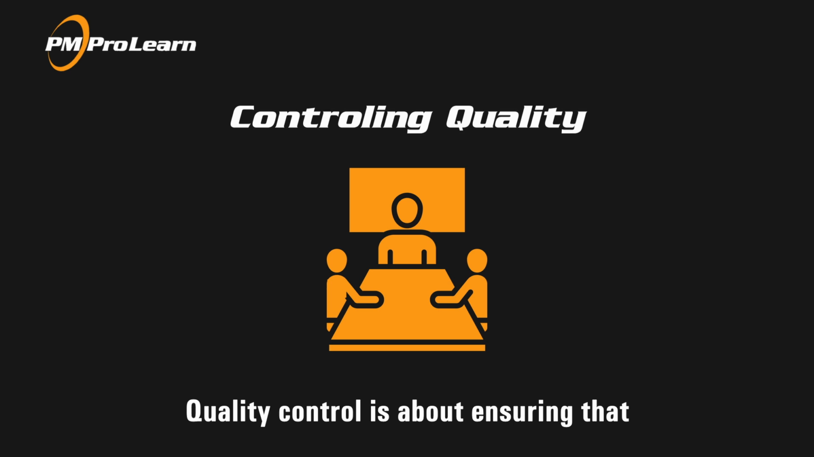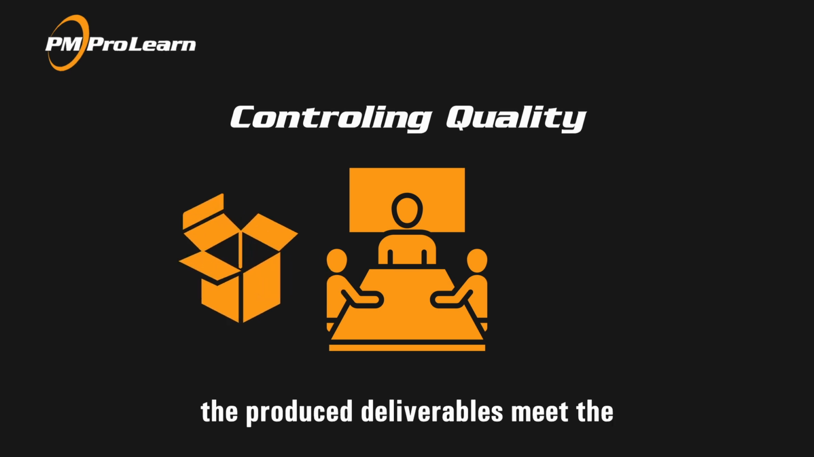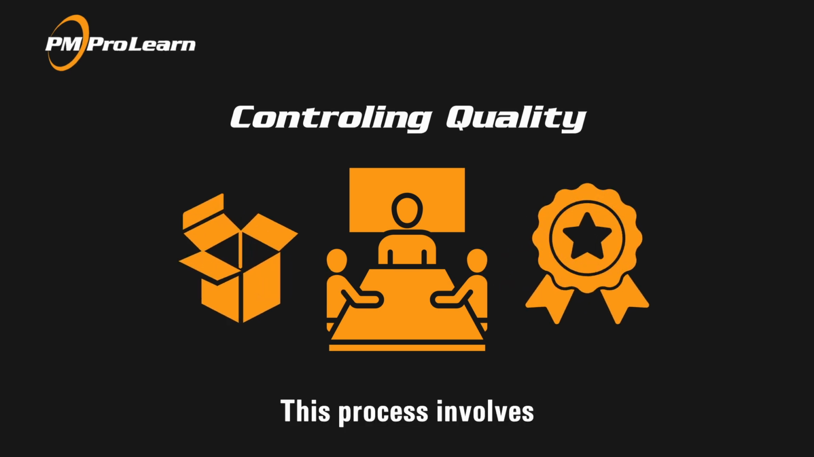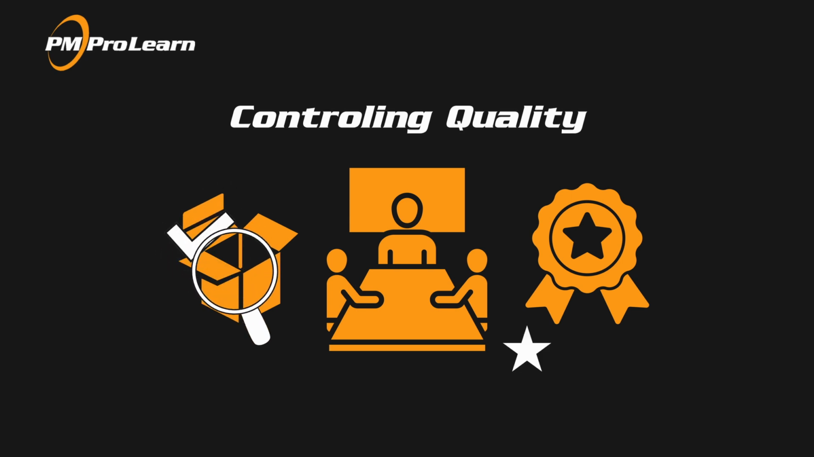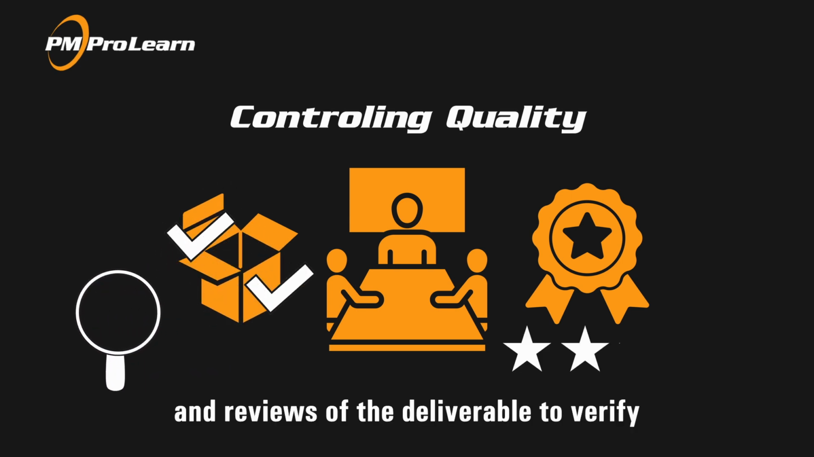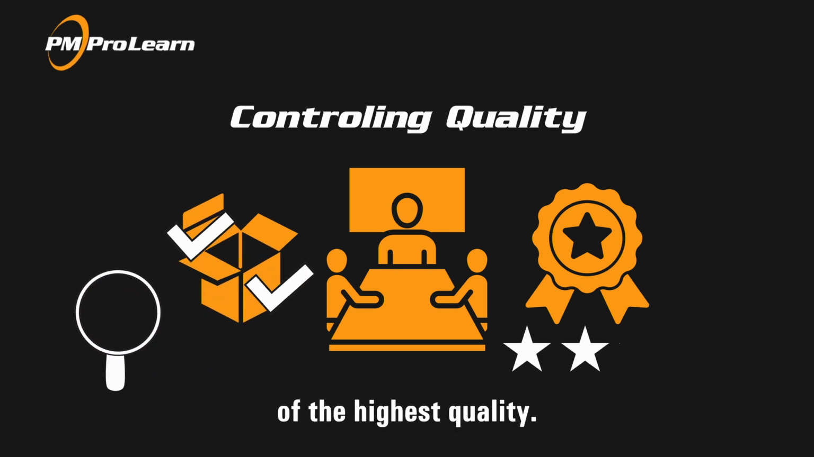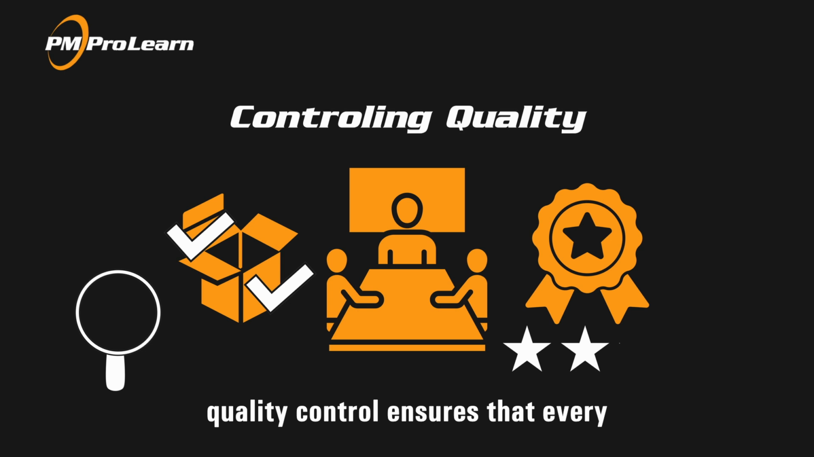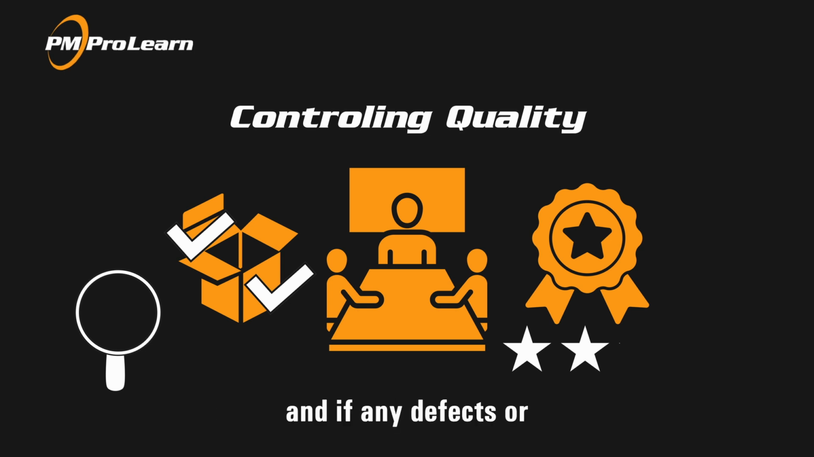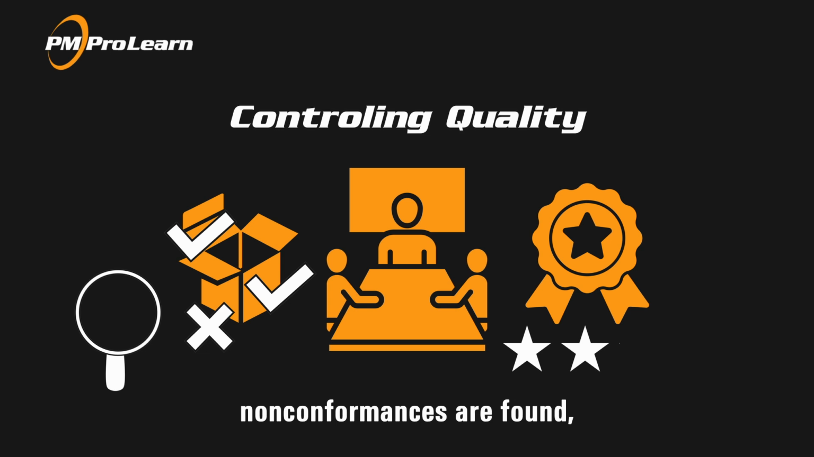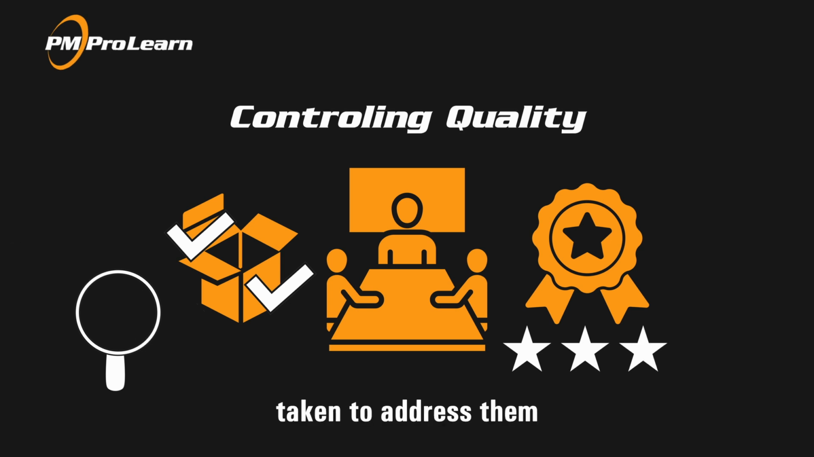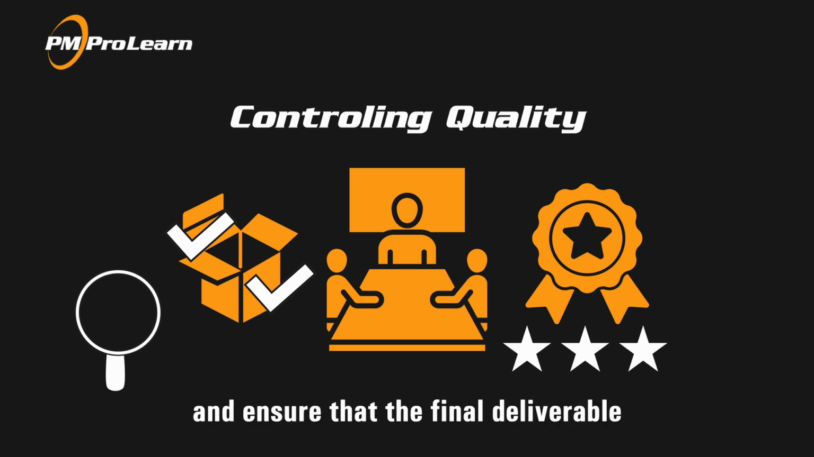Quality control is about ensuring that the produced deliverables meet the required quality standards. This process involves testing, inspections, and reviews of the deliverable to verify that the product is of the highest quality. Whether it's inspecting physical products, testing software, or reviewing documentation, quality control ensures that every deliverable meets the established quality benchmarks, and if any defects or nonconformances are found, corrective actions are taken to address them and ensure that the final deliverable meets the project's quality criteria.